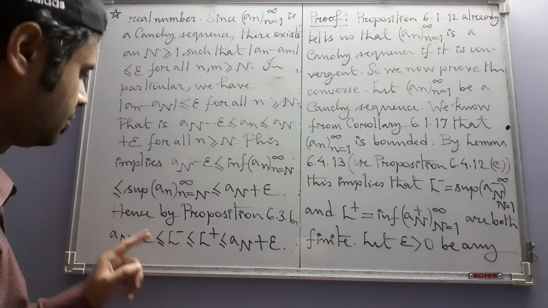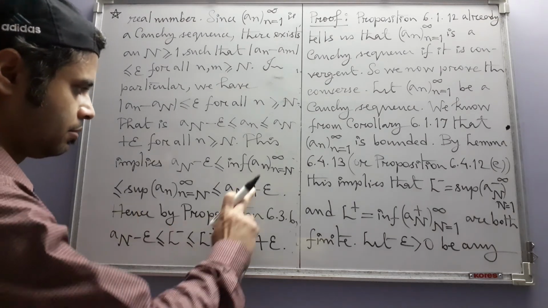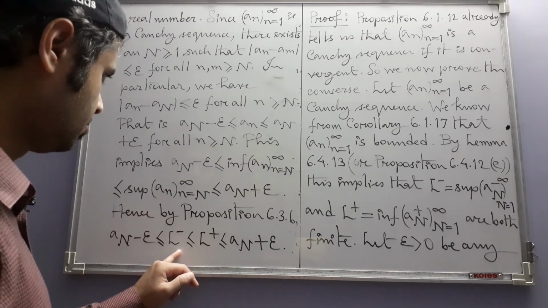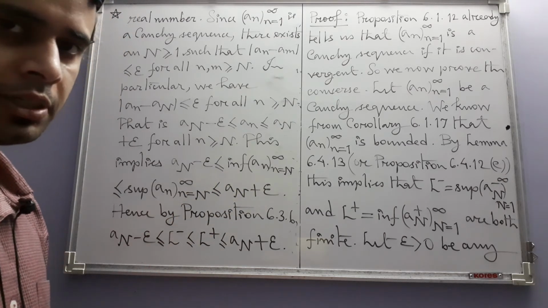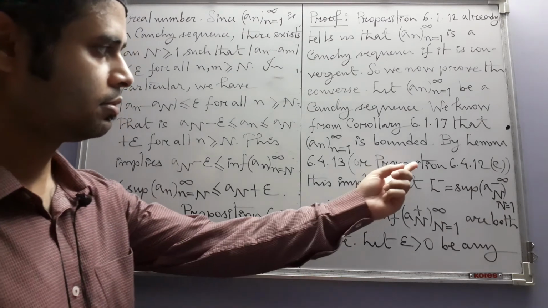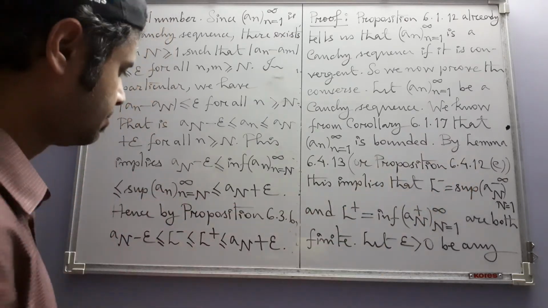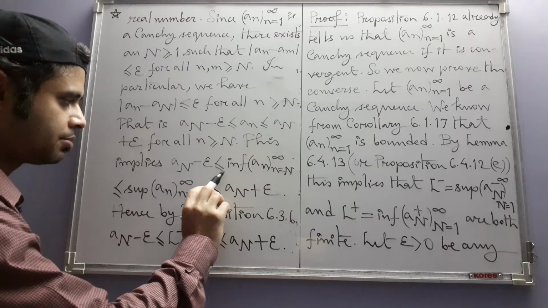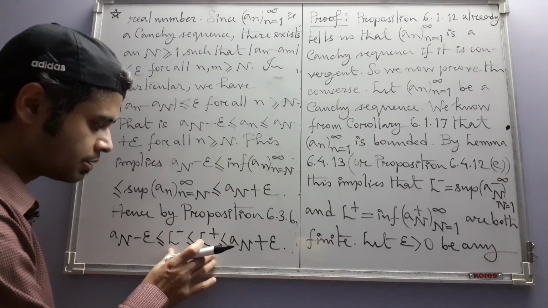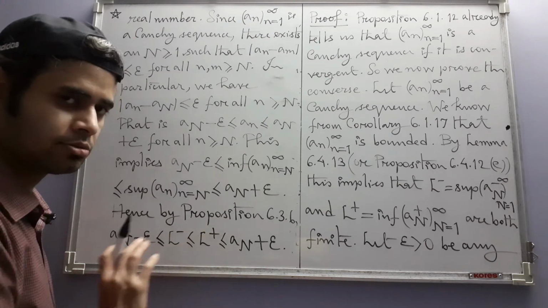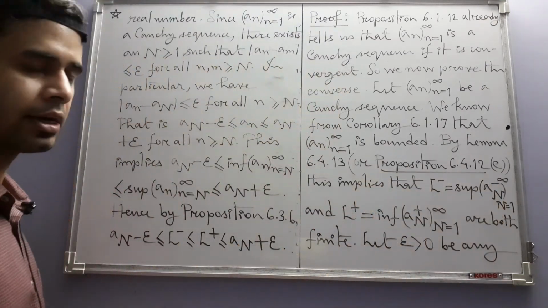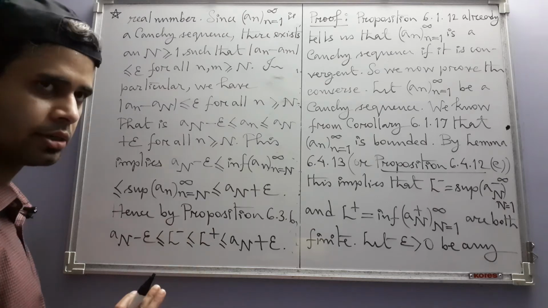Okay, now what? Now note that infimum is itself less than or equal to limit inferior, and that follows from part C of proposition 6.4.12. Just like that, supremum is greater than or equal to limit superior, and these two things are in this relation to each other. You just go to proposition 6.4.12 part C, you will understand where we are getting these inequalities from.